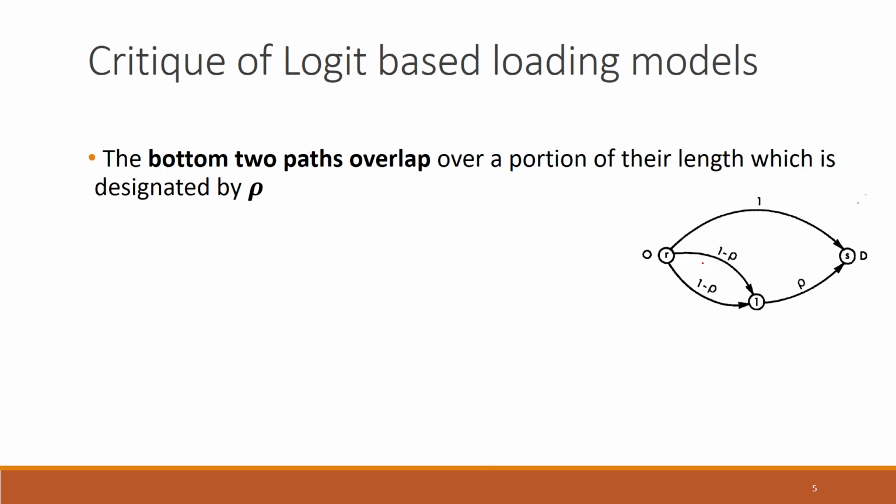Now you can see that the bottom two paths here overlap over a portion of their length which is designated by rho. So the length of this overlapping portion is equal to rho. This is that overlapping portion for the bottommost two paths.